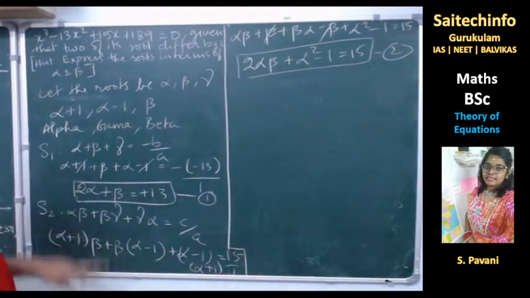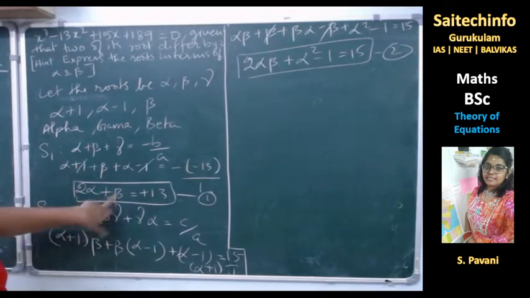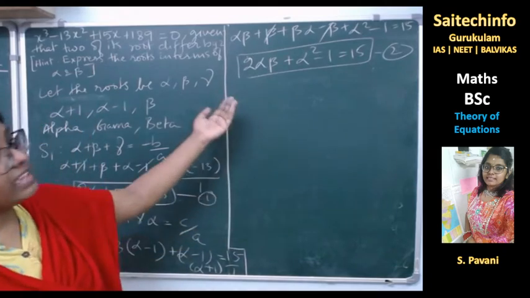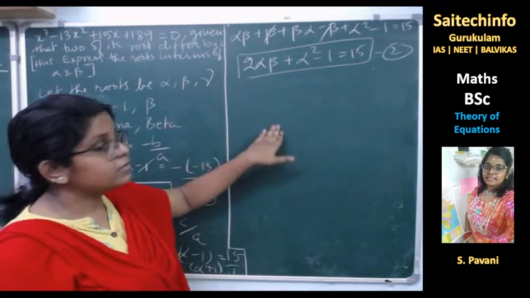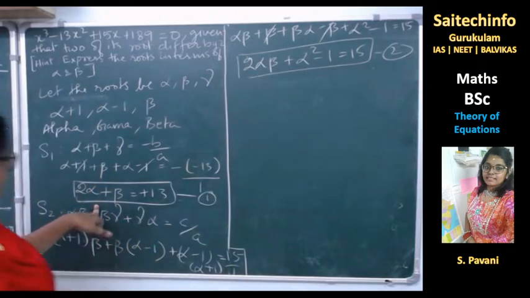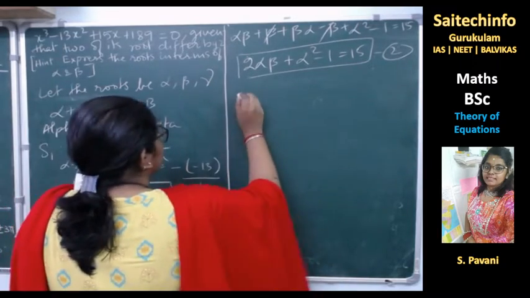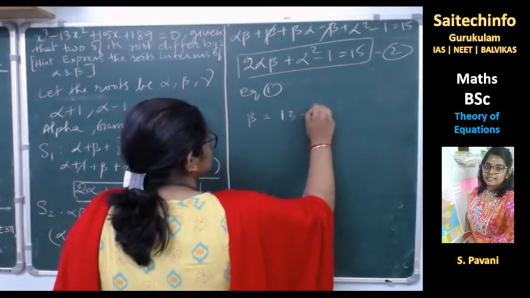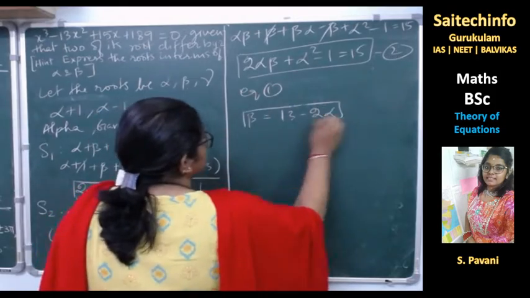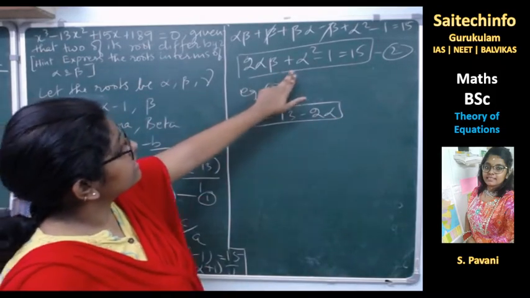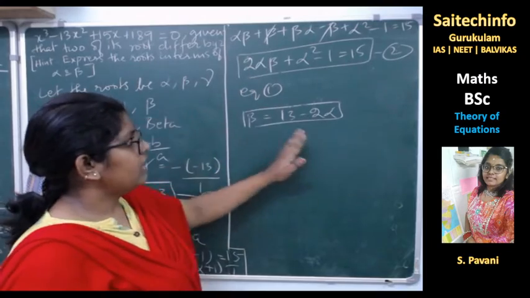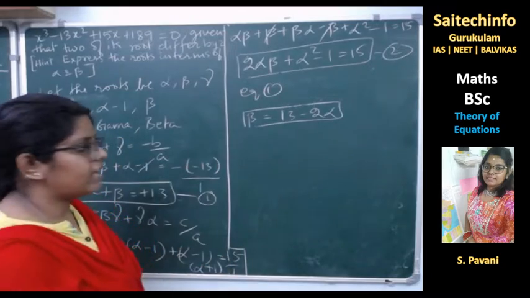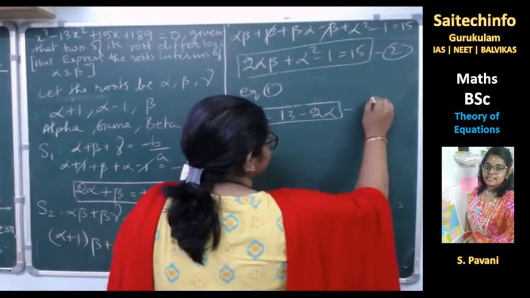Now we have to substitute into the second equation to convert the whole equation into alpha terms, and we can solve that equation using middle term factorization. So let's rearrange the first equation. Equation 1: beta is equal to 13 minus 2 alpha. So we can substitute this beta in the second equation so that it gets converted into alpha, and we can solve that using the quadratic equation formula or middle term factorization. So this is equation 3.